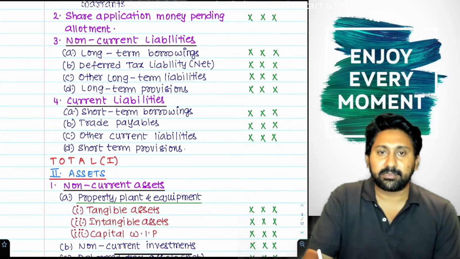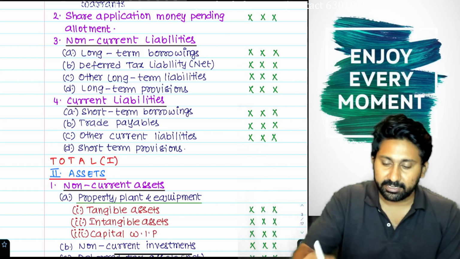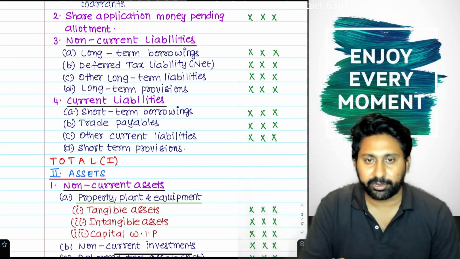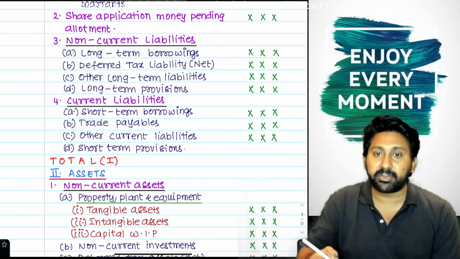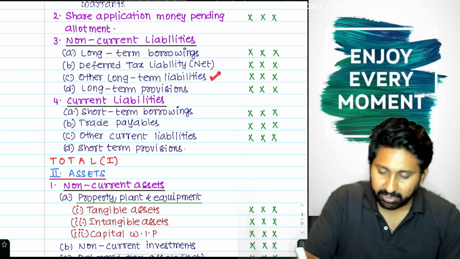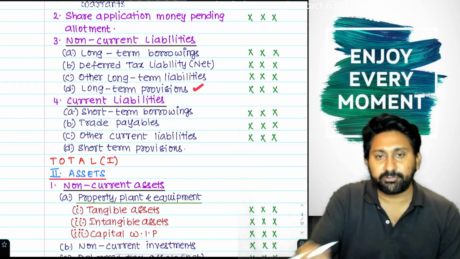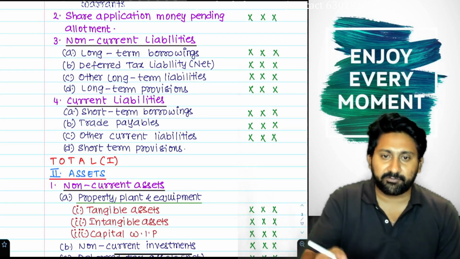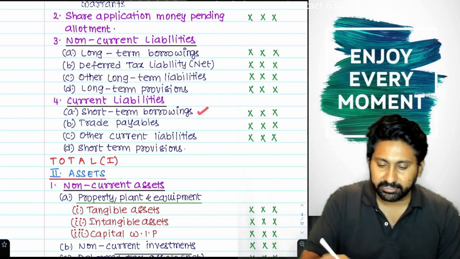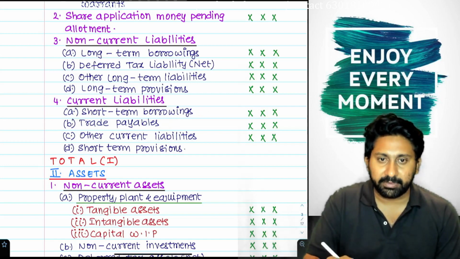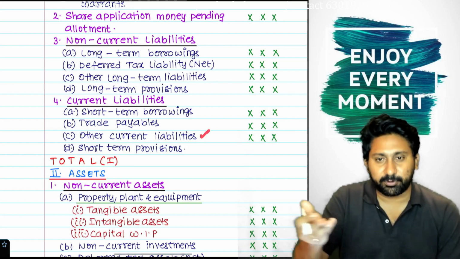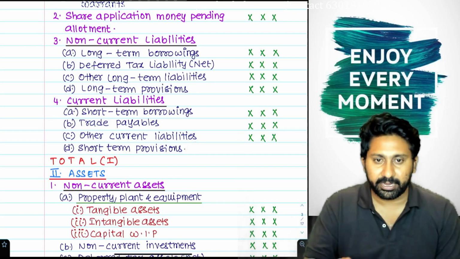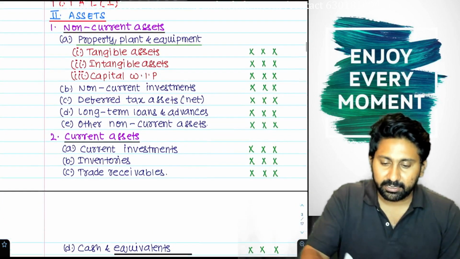Non-current liabilities means long-term liabilities: long-term borrowings, deferred tax liability, which have no more impact on the ratios chapter. This is the schedule 3 format. Long-term provisions. Current liabilities are 4 types: short-term borrowings, trade payables, other current liabilities, and short-term provisions.